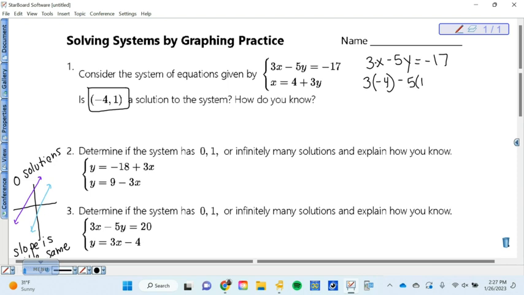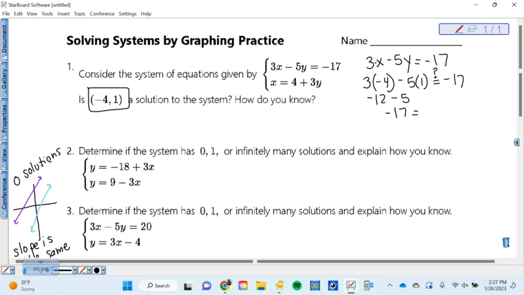5 times 1. And I'm not saying that they're equal. I'm asking, are these equal? Is this equal to that? So what's 3 times -4? -12. And then what's 5 times 1? So I have -12 minus 5 gives me what?